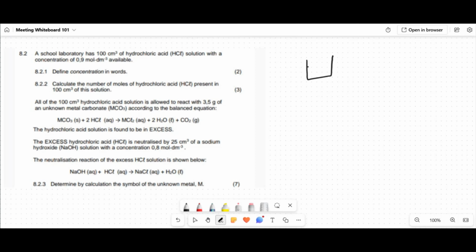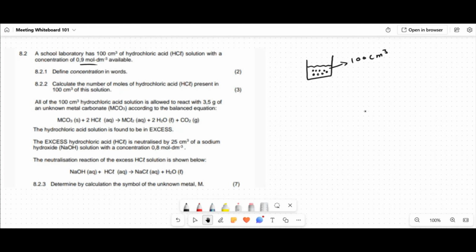In the beaker, there is almost 100 cubic centimeter of HCl, right? And its concentration is 0.9, which means it actually has fewer particles per unit of solution. I can say it is less concentrated in this case. I'm not sure, but it doesn't matter.